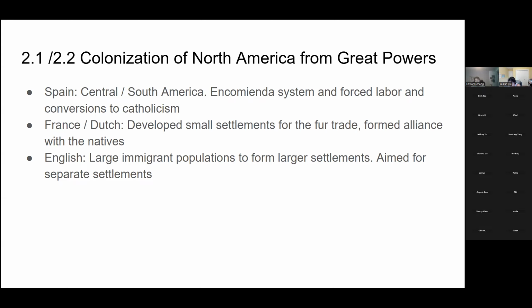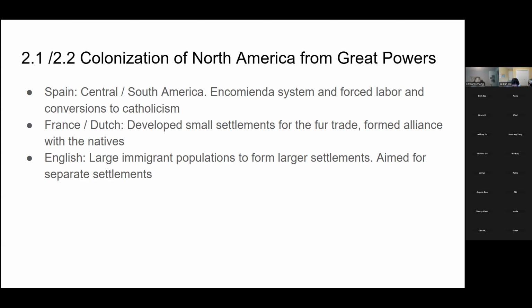So if you have to know one thing about the French and the Dutch, you have to know that they were the good guys, like Spain are the bad guys, and the French and Dutch are the good guys. And then the English, well, they had large immigrant populations, and they led to the formation of larger settlements. Jamestown was one of the first English ones. But the thing about them was they wanted separate settlements. So they wanted settlements that did not include natives. They didn't really want to be with them.